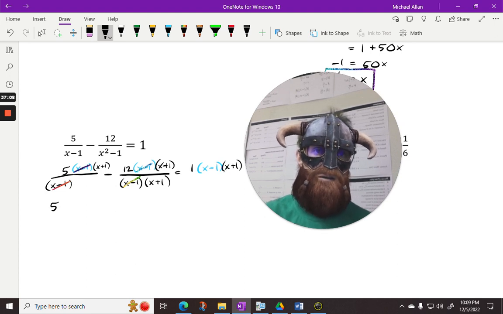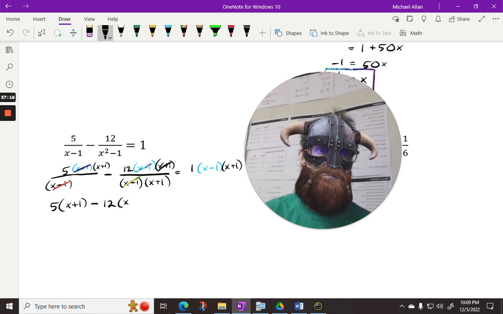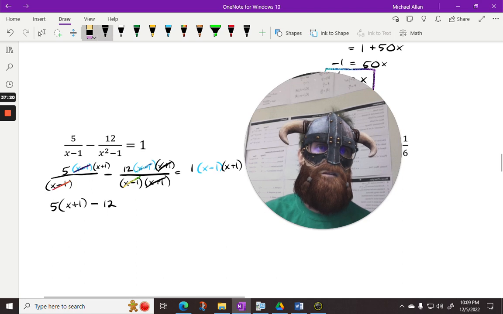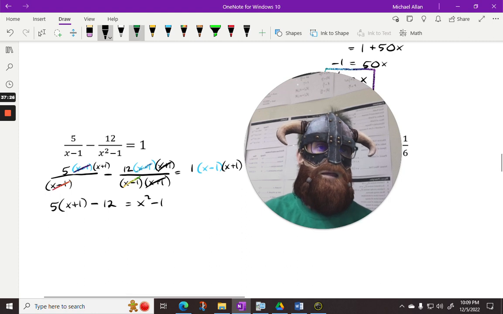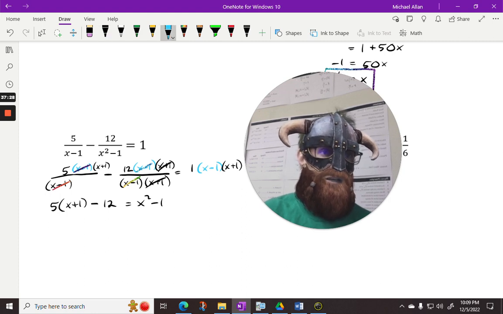So what do we get here? We get 5 times x plus 1, no more denominator, minus 12 times x. Oh, this one crossed off. I should have crossed that one off, so it's not multiplied by anything. And then over here, let's just multiply that out. We get x squared minus 1. Remember when you do the distributive property here, you have to do all 4 terms. x times x, x times 1, sorry.